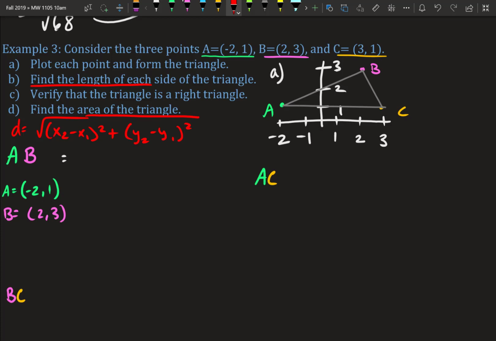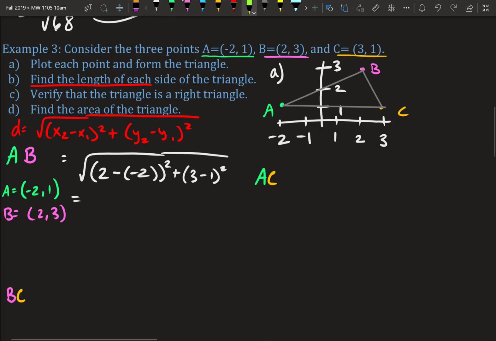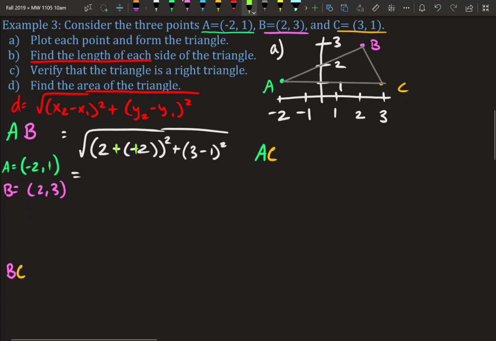Alright, so let's plug everything into the formula. I'm not going to be color coordinating it here. So we have x2, which is 2, minus x1, which is negative 2, squared, plus y2, which is 3, minus y1, which is 1, squared. We're going to simplify inside. Those become positives. So we have 2 plus 2 is 4 squared, plus 3 minus 1, which is 2 squared.